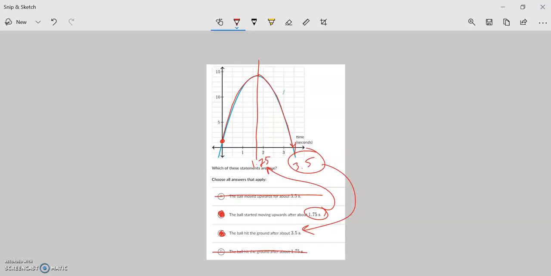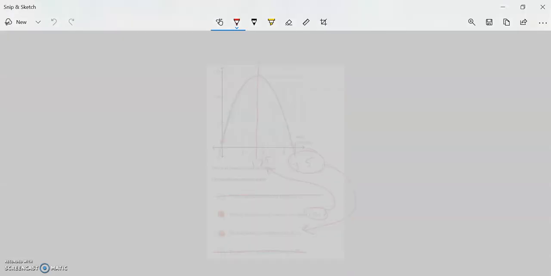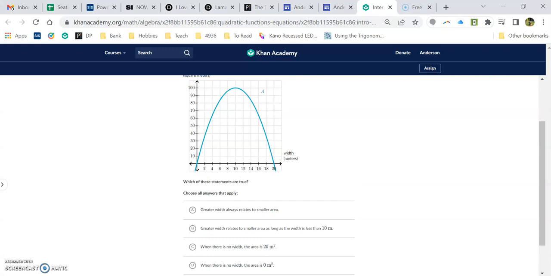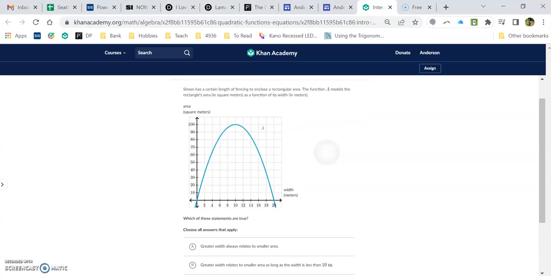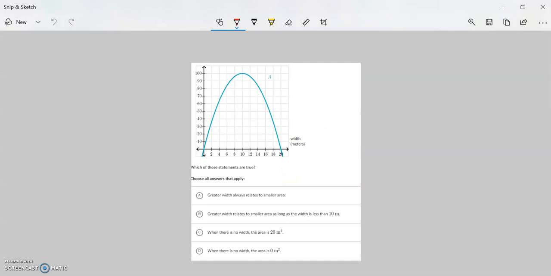Okay, let's snip it. Try and get both of them right this time. Let's read the scenario. What is the scenario here? Simon has a certain length of fencing to enclose a rectangular area. So we're creating a yard. Greater width always relates to smaller area. So here's our width. As we increase our width, going this direction, our area increases. Well, greater width always relates to smaller area.